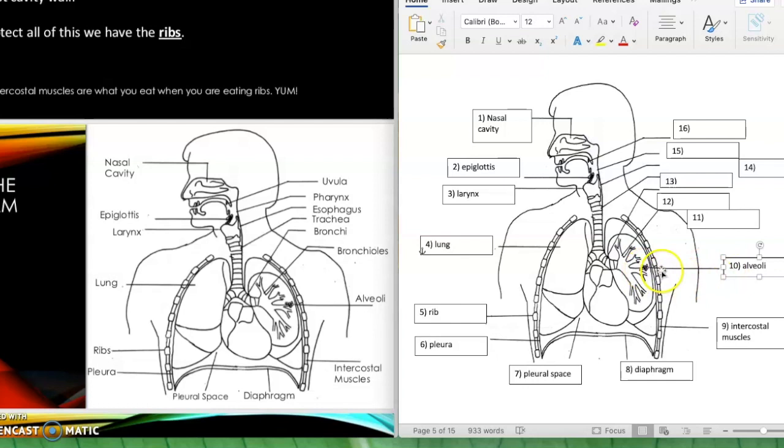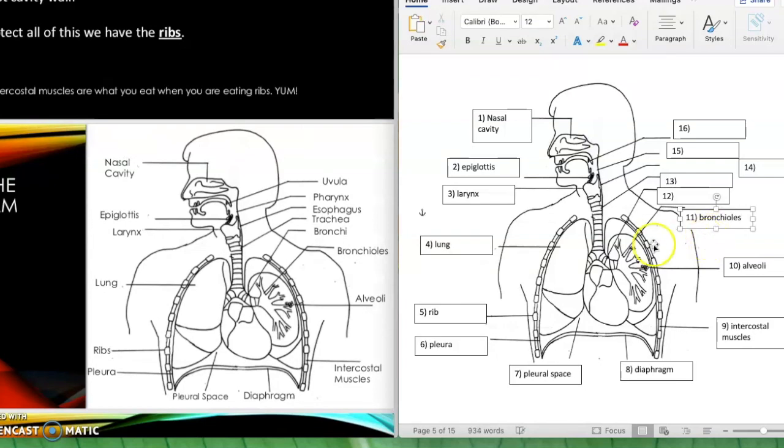So we're going to get from the smallest part of our respiratory system, and we're going to grow out now, okay? So this is a little bit crooked looking because these boxes are too big. 12 goes with this line, and 11 goes with this line. So 11 is pointing to the bronchioles.